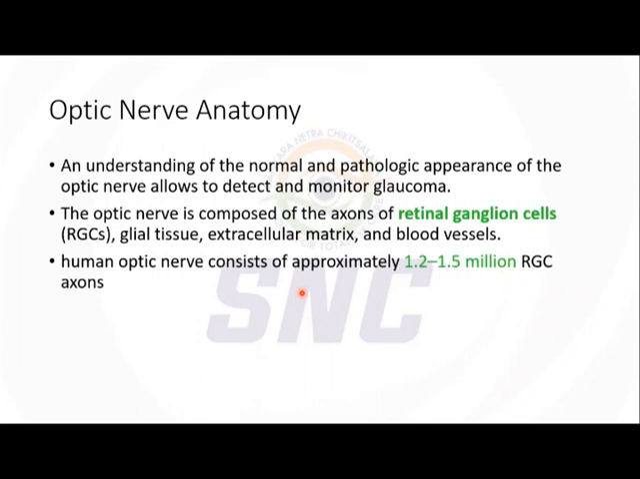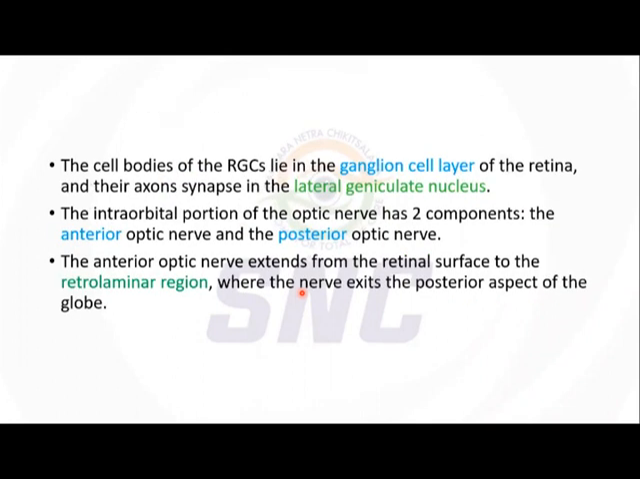The optic nerve is composed of the axons of retinal ganglion cells, glial tissue, extracellular matrix, and blood vessels, and it consists of approximately 1.2 to 1.5 million retinal ganglion cell axons. The cell bodies of retinal ganglion cells lie in the ganglion cell layer of the retina, and their axons synapse at the lateral geniculate nucleus. The intraorbital portion of the optic nerve has two components: the anterior optic nerve and the posterior optic nerve. The anterior optic nerve extends from the retinal surface to the retrolaminar region, where the nerve exits the posterior aspect of the globe.